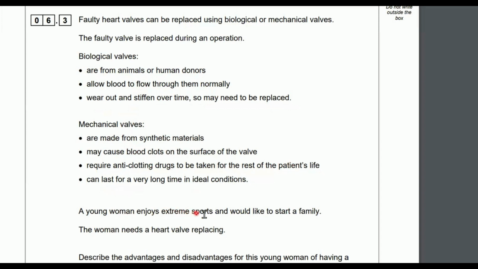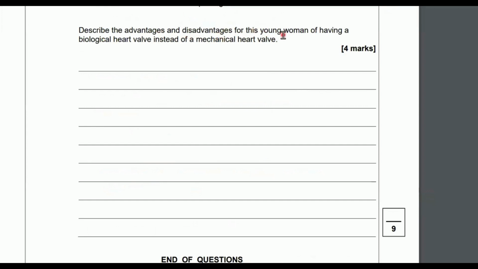A young woman enjoys extreme sports and would like to start a family. The woman needs her valve replacing. Describe the advantages and disadvantage of this young woman of having a biological valve instead of a mechanical valve. So what are the advantages to a biological valve? Well, biological valves do not cause blood clots. So biological tissues are very, very smooth, smoother than the smoothest mirror, and they won't cause blood clots. Whereas mechanical valves can cause blood clots.